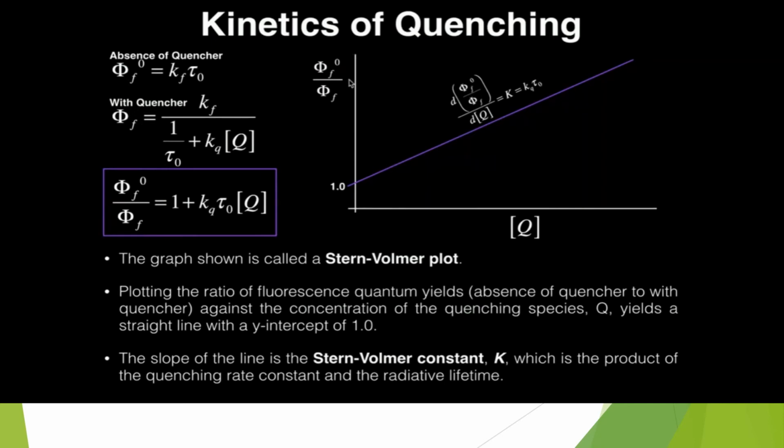Typically you would get a graph like this, and they might say determine the Stern-Volmer constant. The Stern-Volmer constant is just the slope of the line, which is simply the K. But if you know the radiative lifetime of the species, which you can look up, you can then determine the rate constant for the quenching. That's the main thing you can determine from a Stern-Volmer plot. We may do a practice problem of this in the next video. Hopefully this gives you some intuition on what a Stern-Volmer plot is.